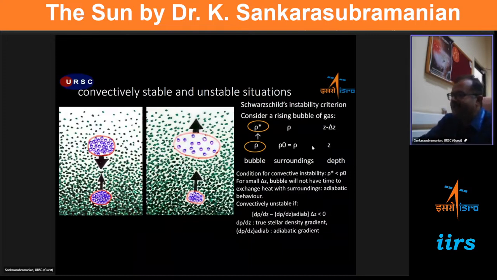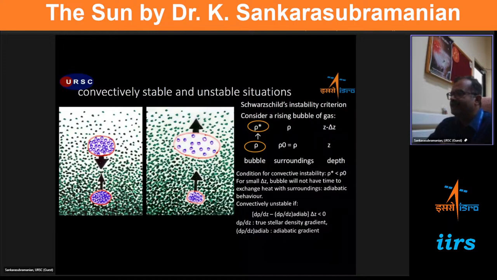As it starts to rise in the Z direction, if the outside density decreases faster than the density within the bubble, then after some distance of delta Z, it will again start to feel that it is heavier, so it will go back down into the atmosphere. So that is a stable convection. It will not go up. It will not keep on increasing the gas bubble.